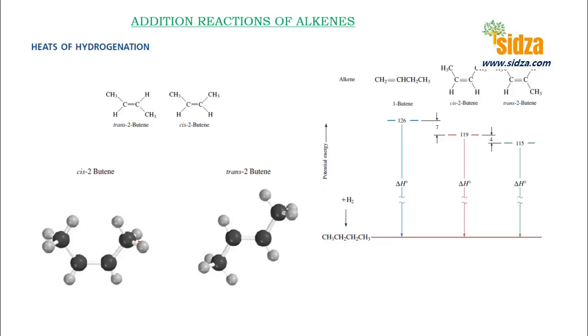In this case, you can see here the 2 methyl groups are very close, okay, in the cis position, so repulsion is more, and here these are away from each other, right? So the repulsion will be less.